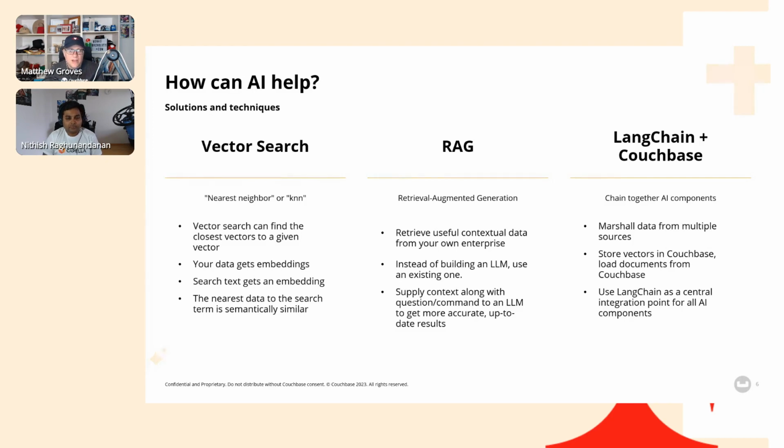And then finally, LangChain and Couchbase. So LangChain can help you load documents from a variety of sources, connect with all those different components. And Couchbase is a multi-purpose database from which you can collect and gather data from all over your enterprise and search it and store your vectors with your data.